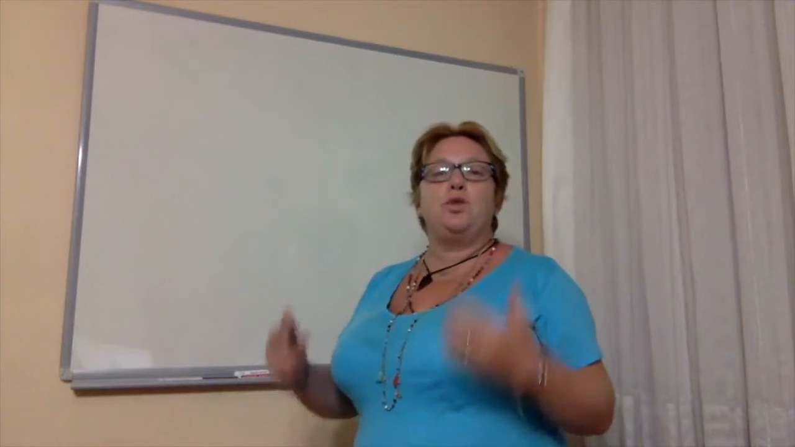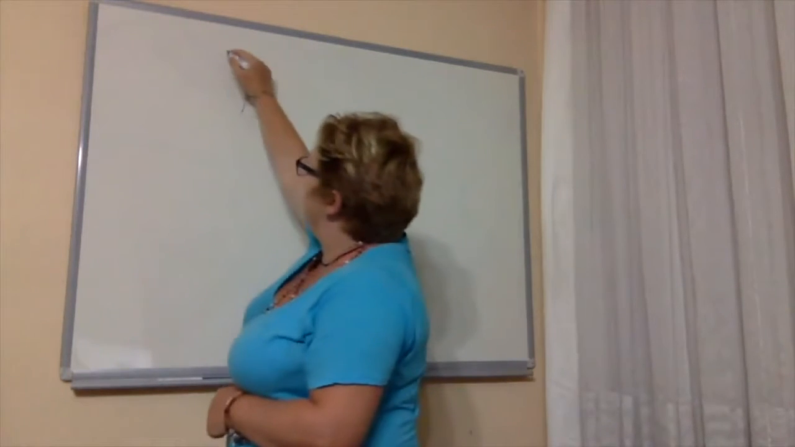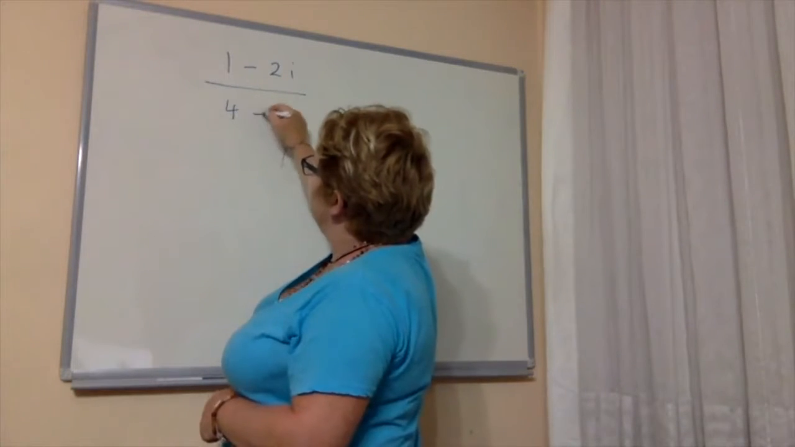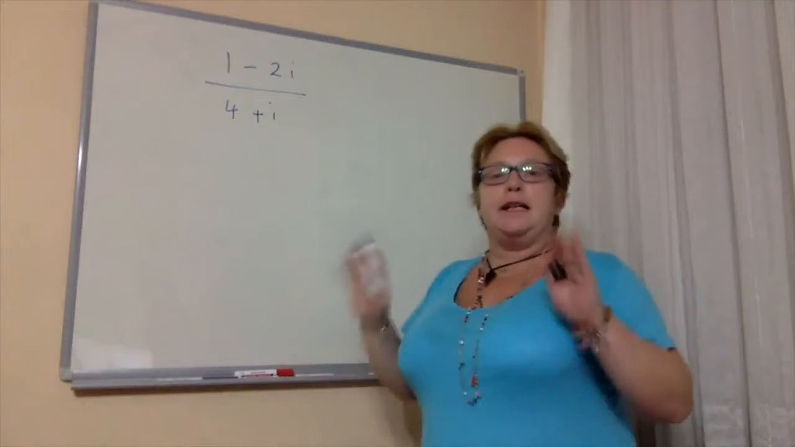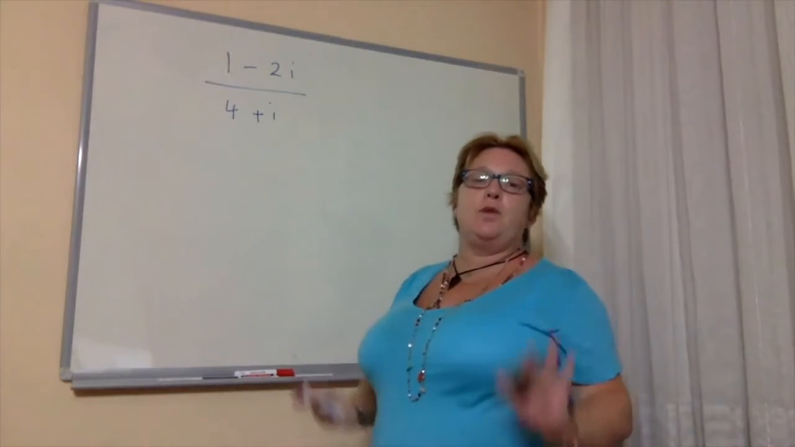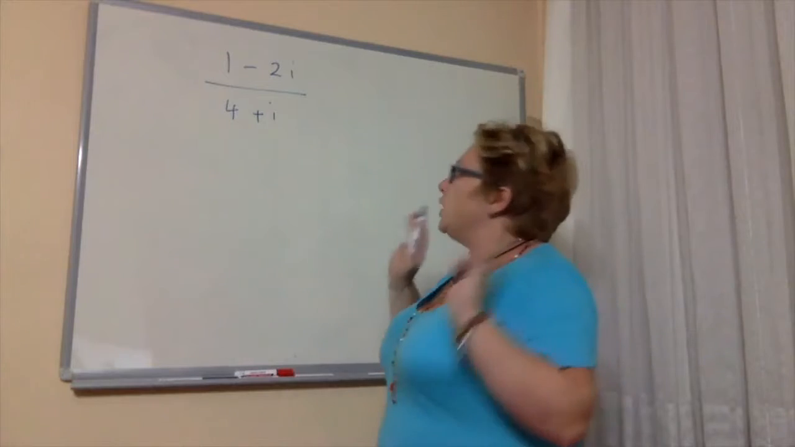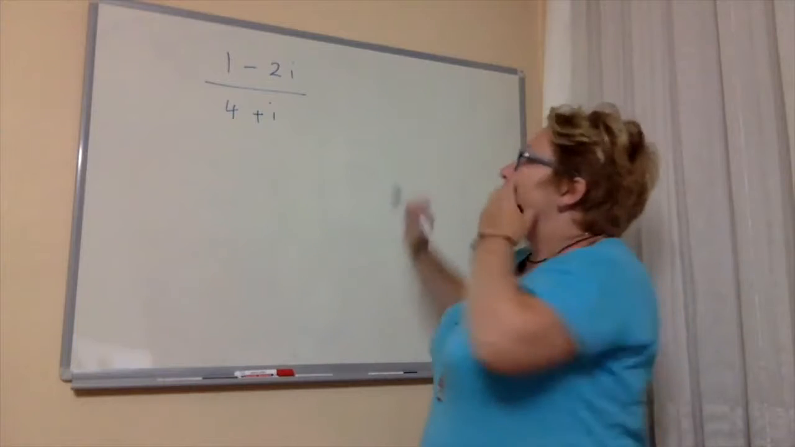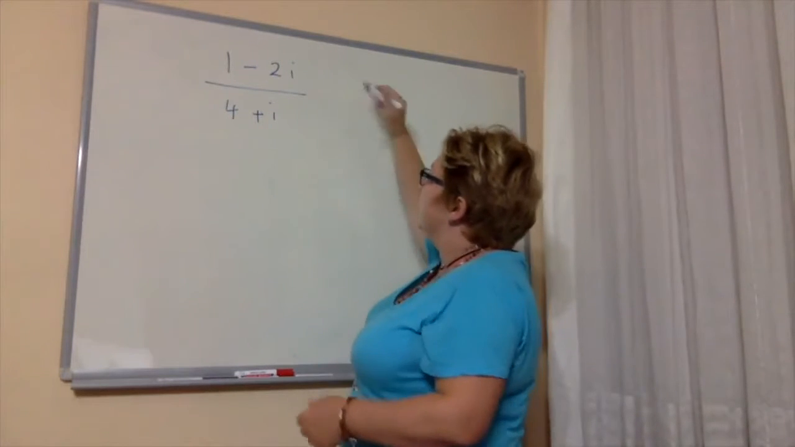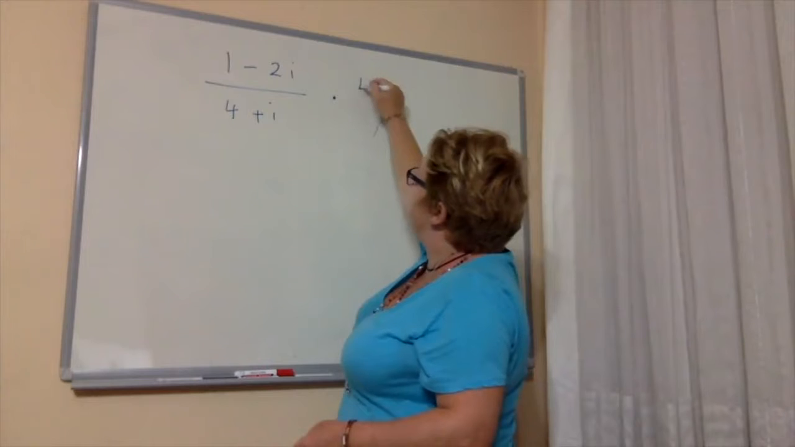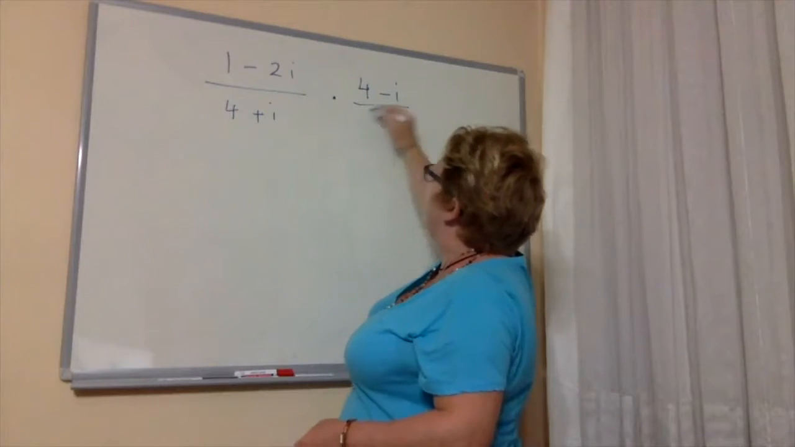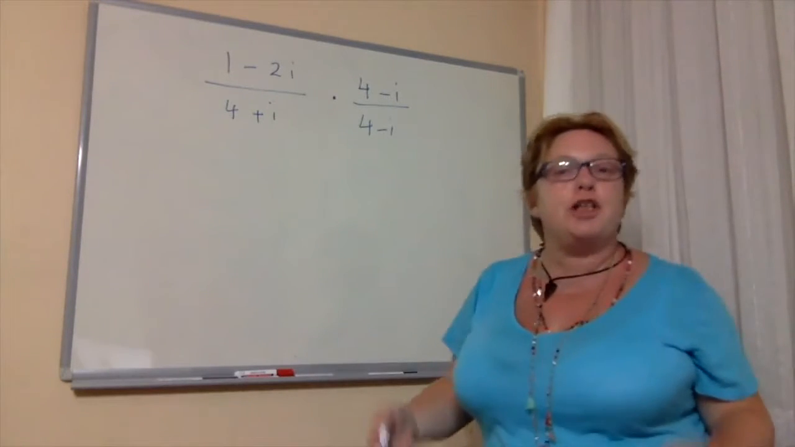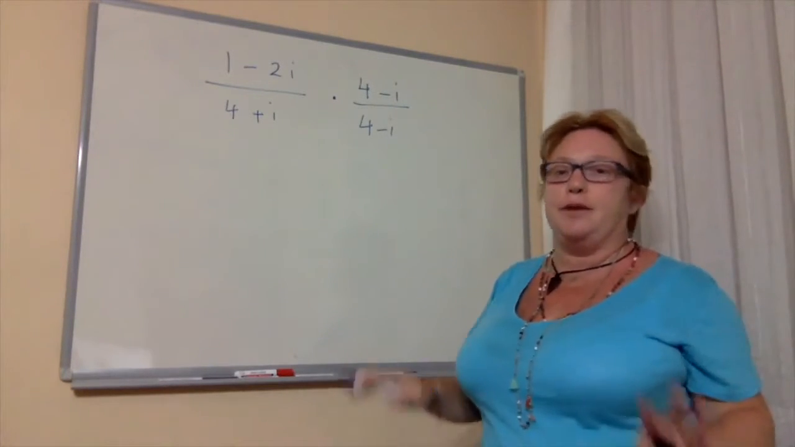Now let's divide two complex numbers. Say we're going to divide 1 minus 2i by 4 plus i. The key notion in division with complex numbers is to get rid of the i in the denominator. That's our aim. So to get rid of the i in the denominator, we multiply both the numerator and the denominator by the conjugate of the denominator. It's like expanding the fraction by the conjugate of the denominator.